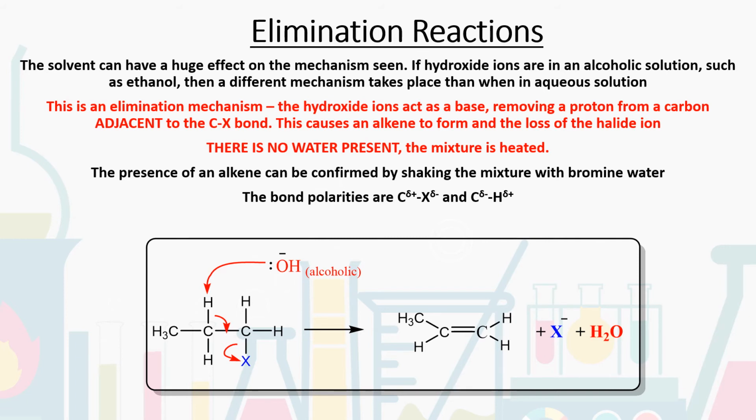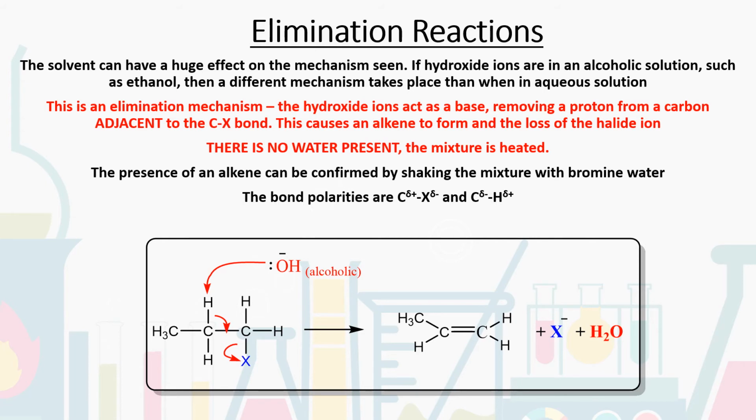Now we can also test for the presence of an alkene by shaking the mixture with bromine water. If you're not sure about this, go and look at my alkene set of videos, but by shaking it with bromine water, we essentially force an electrophilic addition reaction to occur. The bromine adds across, and so we get this decolorization of the bromine water from orange to colourless.